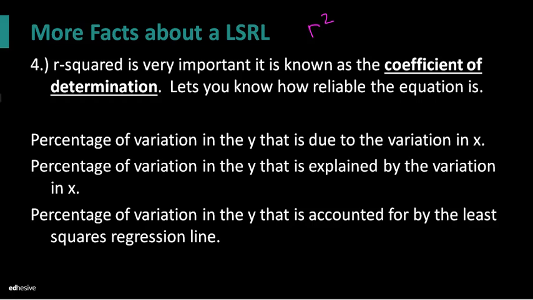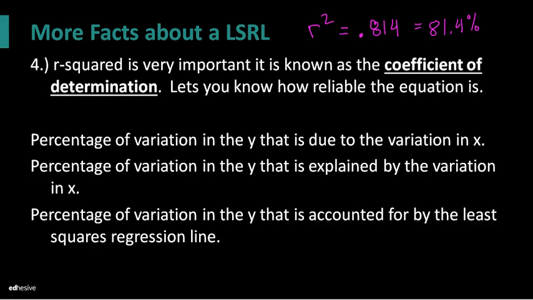So, how do we interpret it? First off, r squared is made into a percentage. So let's just say that r squared is 0.814. Then we would interpret that as 81.4%. And what r squared does is it tells us the percent of variation in the y that is actually due to the variation in the x.